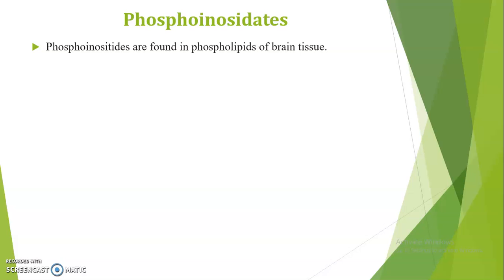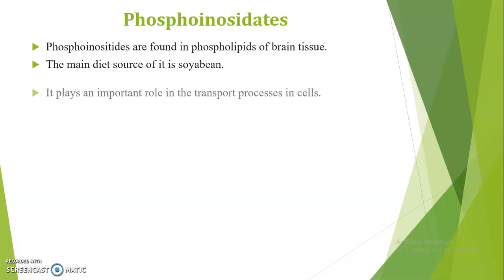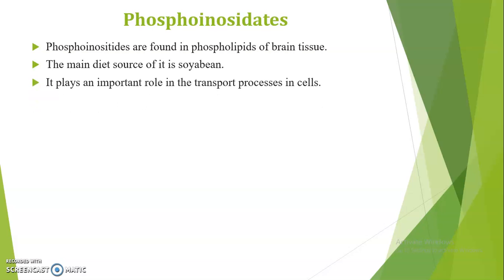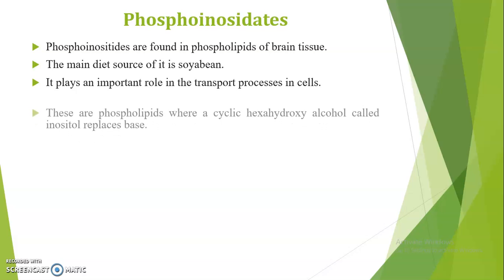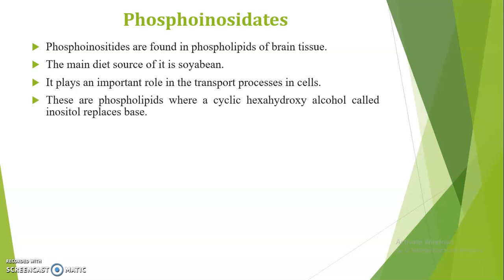In the classification of phospholipids, we have seen that phospholipids are classified into glycerophosphatides, phosphoinositides and phosphosphingosides. So this is the second class of the phospholipids, the phosphoinositides. The main dietary source of phosphoinositides is soybean. It plays an important role in transport processes in all the cells. These are the phospholipids where a cyclic hexahydroxy alcohol, known as inositol, replaces the base.